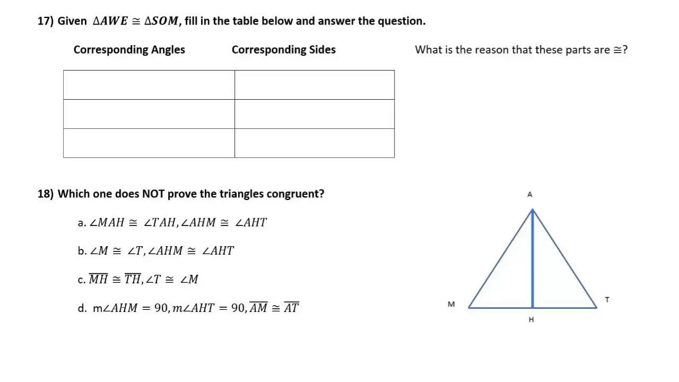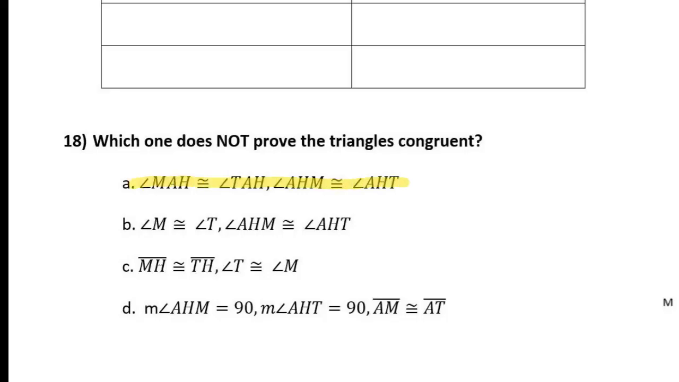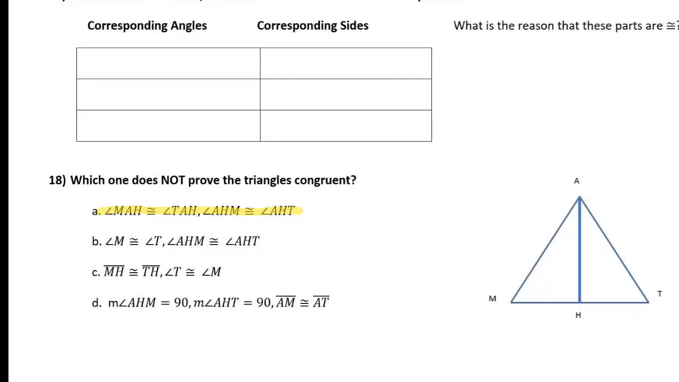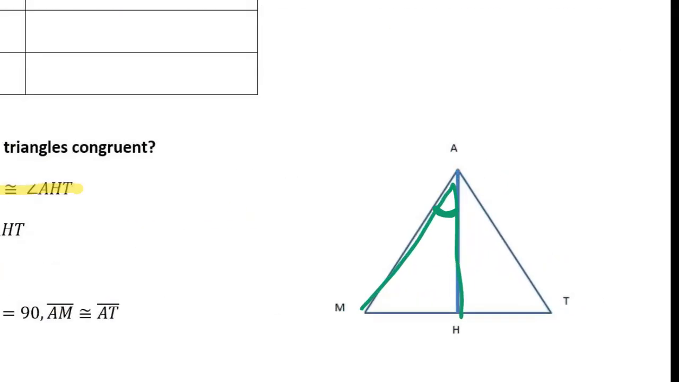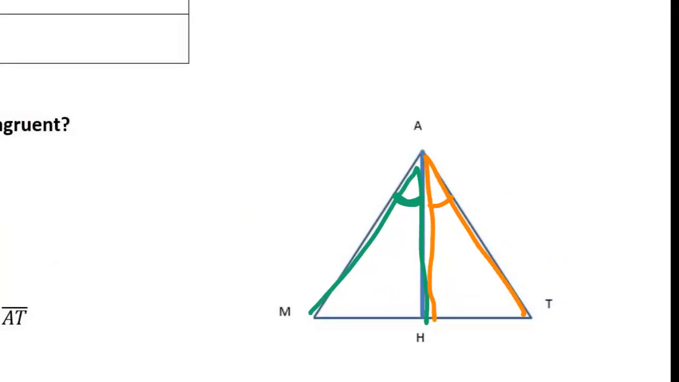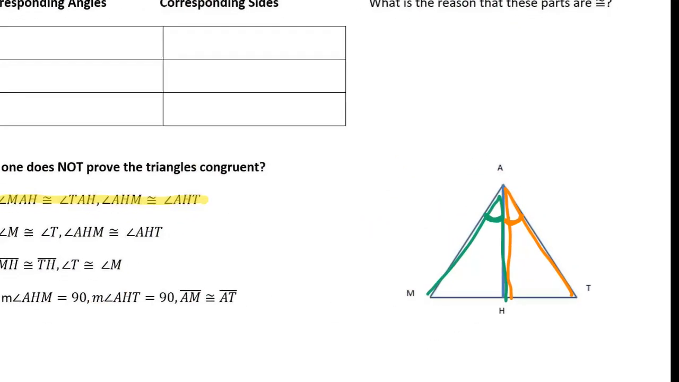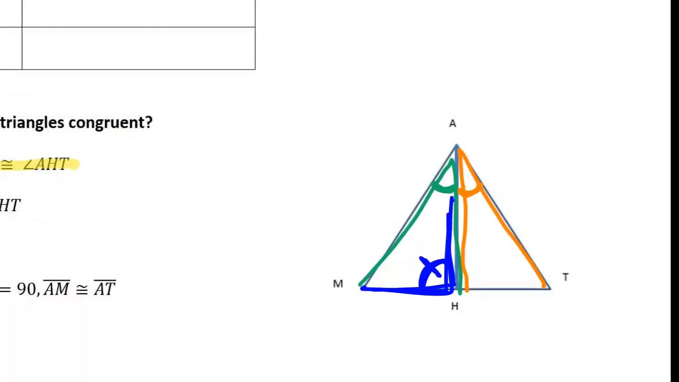Which one does not prove the triangles congruent? So let's look at these one at a time. Let's mark this one up. Angle MAH, that's this angle right up here, is congruent to angle TAH right here. Angle AHM, that's this angle right down here, is congruent to angle AHT. That's the corresponding angle on the other side.